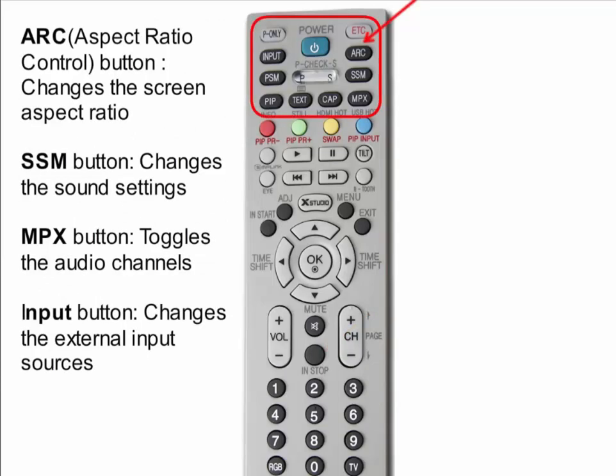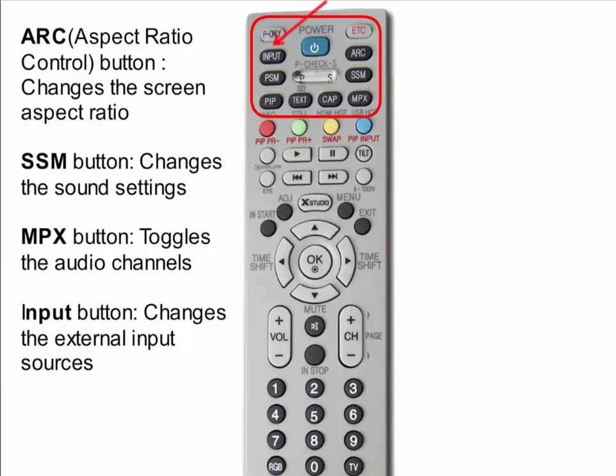The ARC button, also known as aspect ratio control, is used to change the screen aspect ratio such as 4:3, 16:9, zoom 1 and 2, cinema zoom, etc. The SSM button is used to change the sound settings like music, movies, sports, etc. The MPX button is used to toggle the audio channels such as mono, stereo, and the additional audio languages.